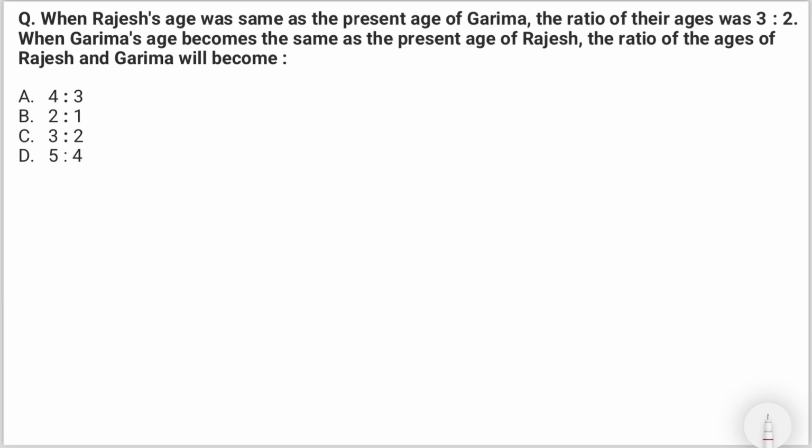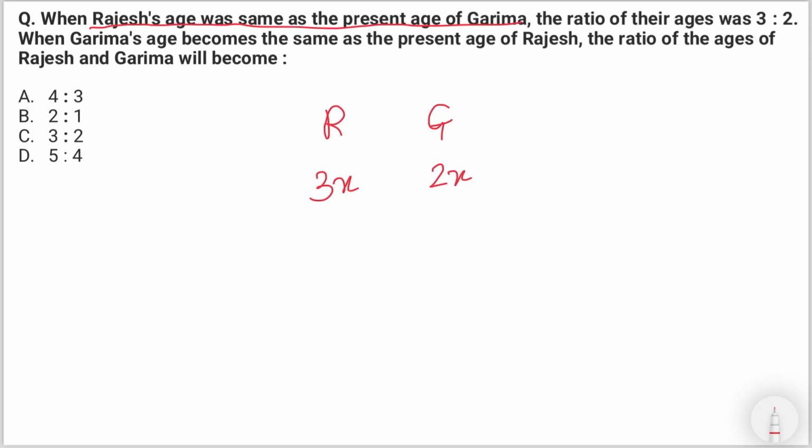So the question reads, when Rajesh's age was same as the present age of Garima, the ratio of their ages was 3 is to 2. When Garima's age becomes the same as the present age of Rajesh, the ratio of the ages of Rajesh and Garima will be. Okay, so what they mean to say is sometime in the past, the ratio of Rajesh and Garima's ages, it was 3 is to 2. Let the ages be 3x and 2x. But this was when Rajesh's age was same as the present age of Garima.